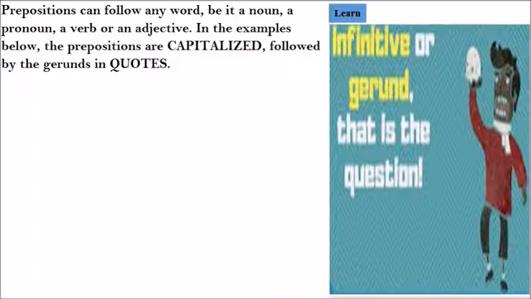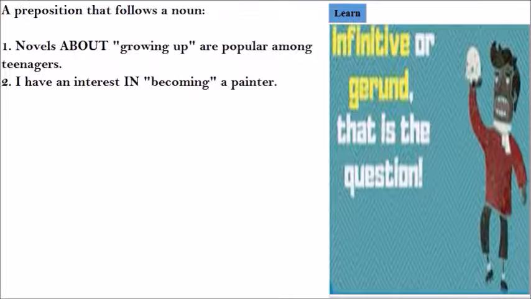Prepositions can follow any word, be it a noun, a pronoun, a verb or an adjective. In the examples below, the prepositions are capitalized, followed by the gerunds in quotes. A preposition that follows a noun. 1. Novels about growing up are popular among teenagers. 2. I have an interest in becoming a painter.